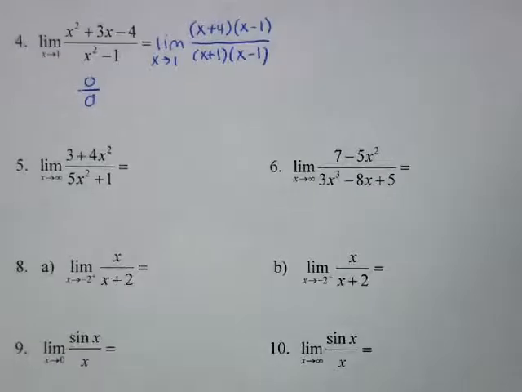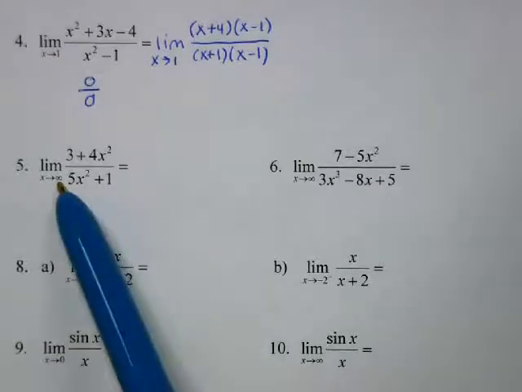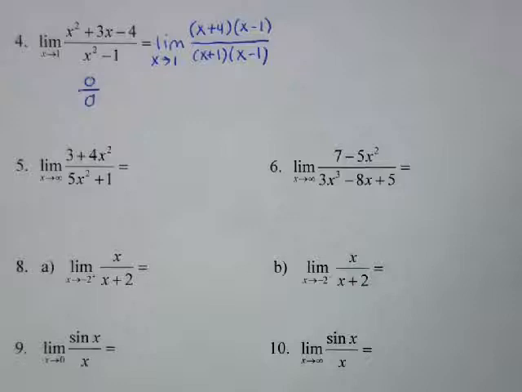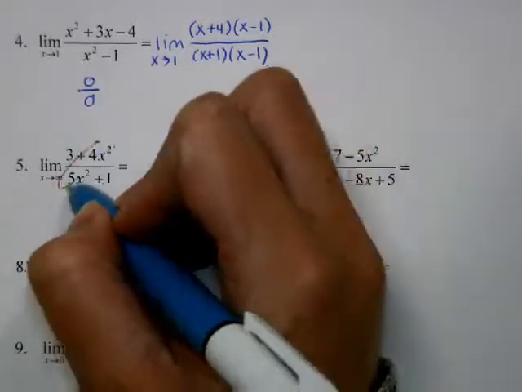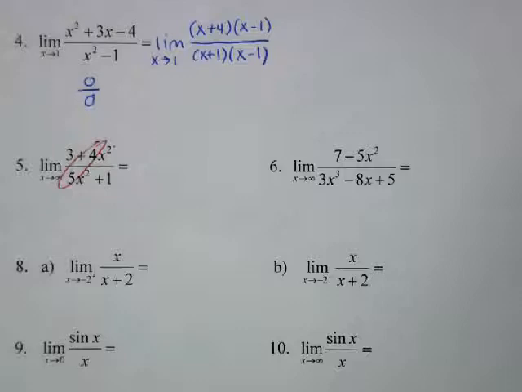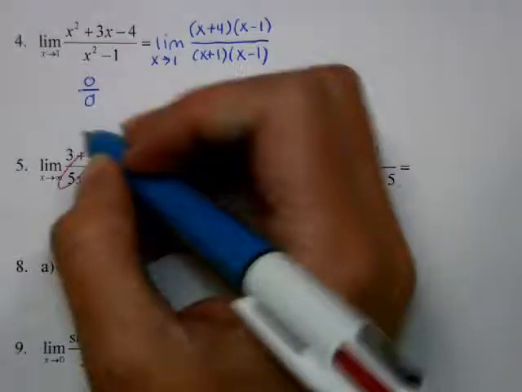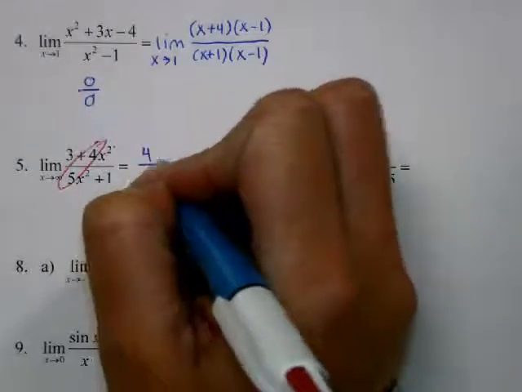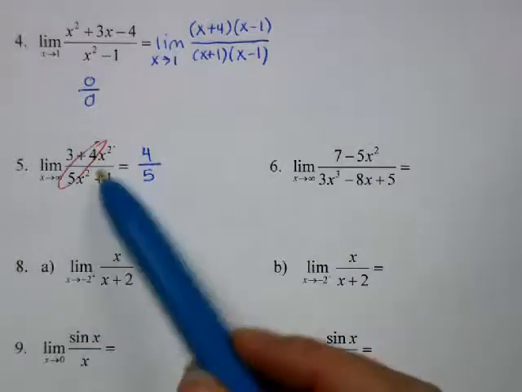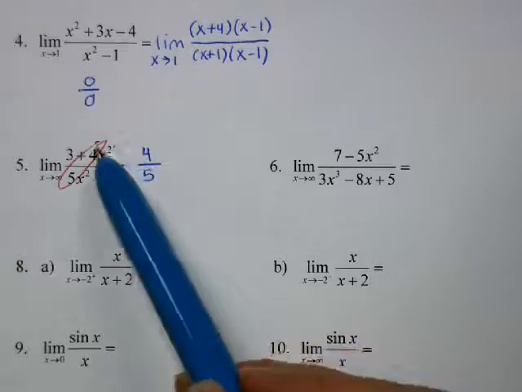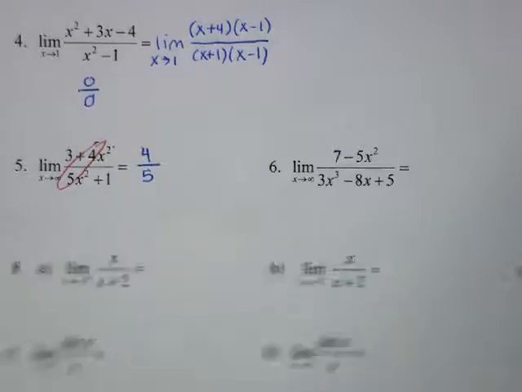For 5, 6, and 7, we're not going to a value, we're going to infinity. These are all rational functions. So what we're going to look at is the degree. So the degree on both the top and the bottom here is the same. So it's going to behave like the ratio of the leading coefficients. So as we get bigger and bigger and bigger, the 4x squared and the 5x squared are going to take over, and it will simplify to 4/5.